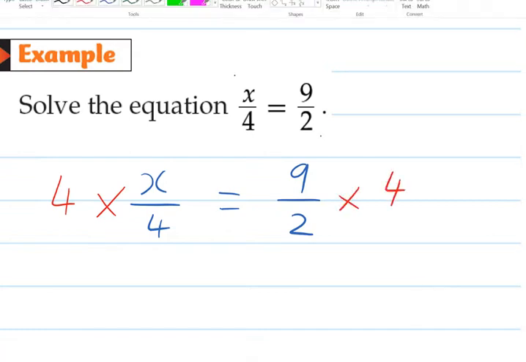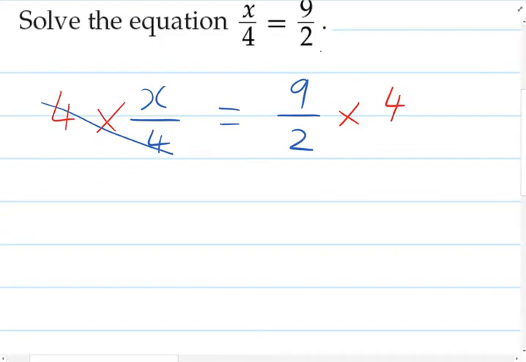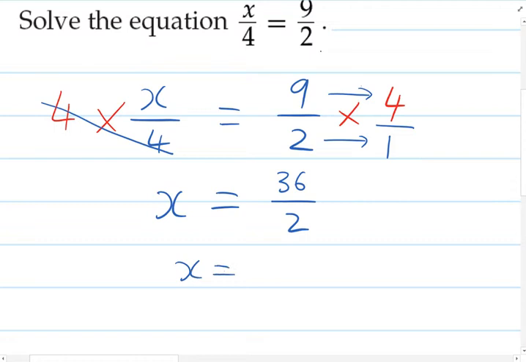So on our left hand side, our 4's are going to cancel out, and we're just going to be left with x. And on our right hand side, when you're timesing a fraction by a whole number, you need to put that whole number over 1. And so we've got 9 times 4 and 2 times 1. So that's 36 over 2, and that can simplify to 18. If you're not sure how to simplify it, put it in your calculator.